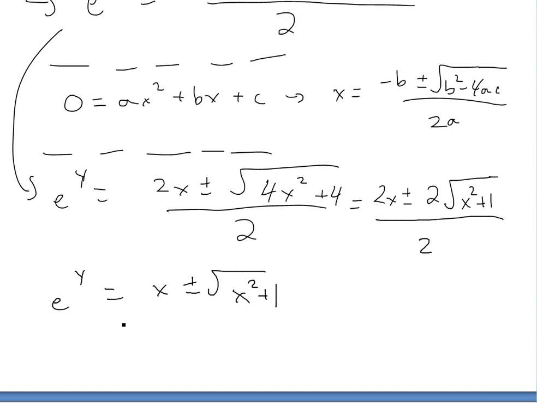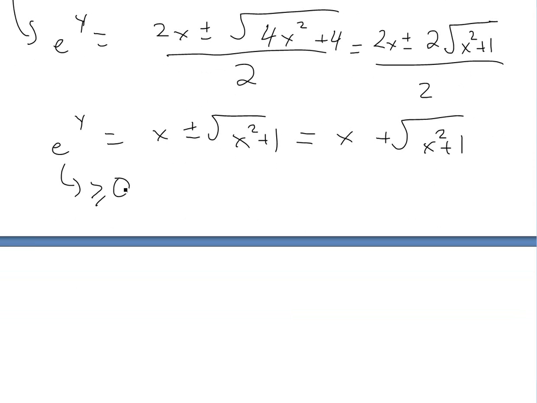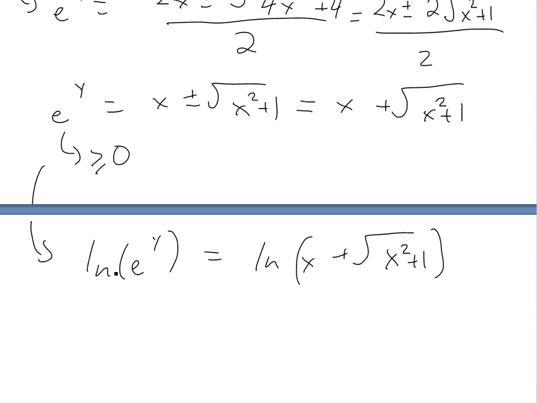e to the y is equal to that. But with exponential functions, e to the y is greater than or equal to 0. It can't be less, so we don't need the negative. It can't be negative, so it's just going to be x plus the square root, because it's only defined for that. And then if we were to solve for y, we just take ln of both sides. So we have ln of e to the y is equal to ln of x plus the square root, and that just equals y. So y is equal to ln of x plus the square root of x squared plus 1.